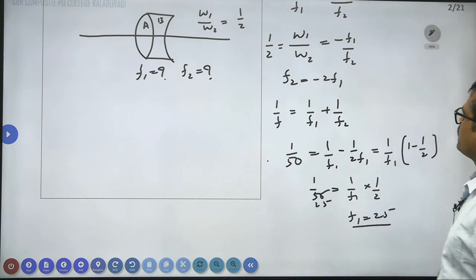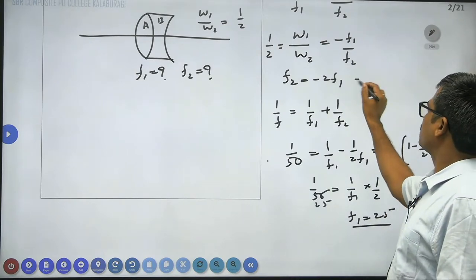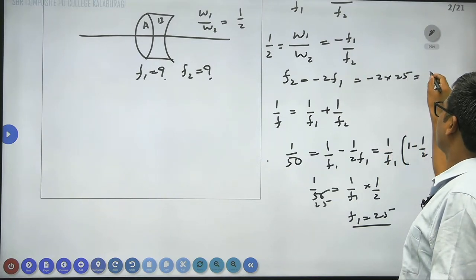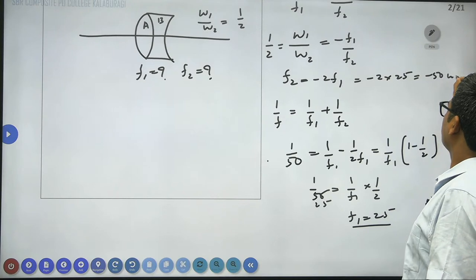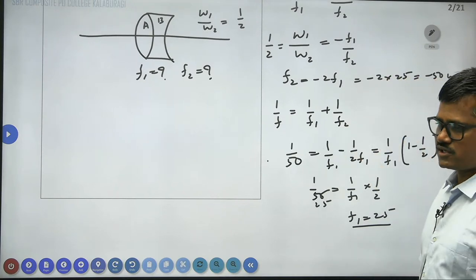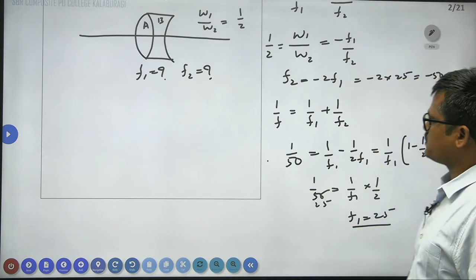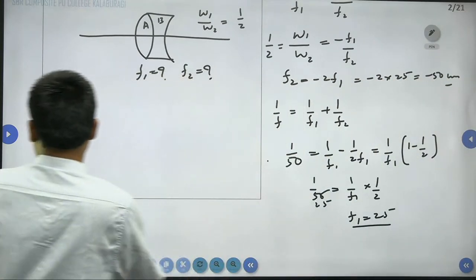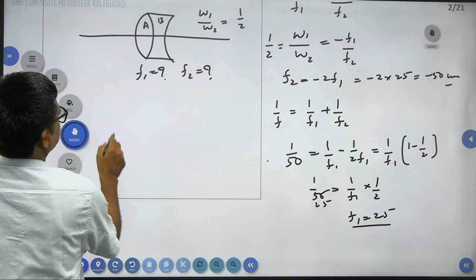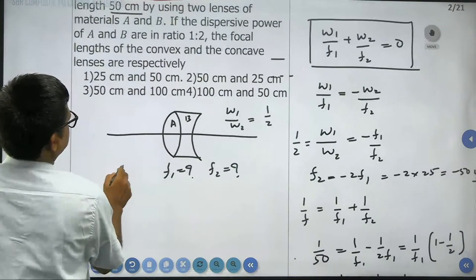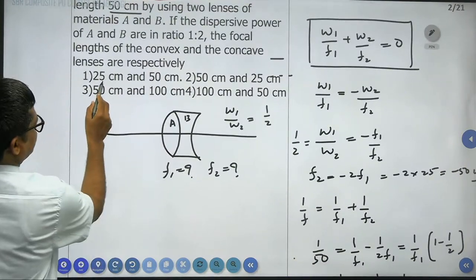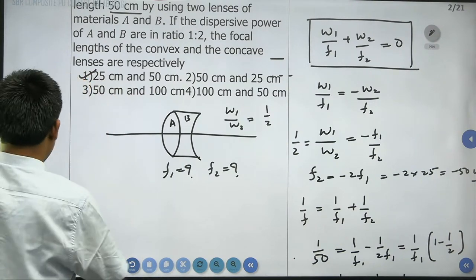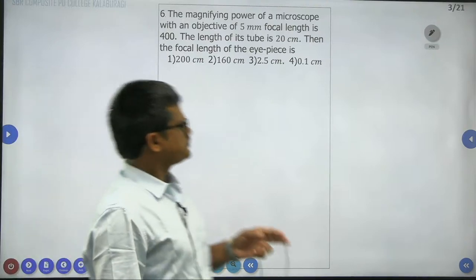Then can you substitute F1 here? Then it will be minus 2 times 25, equal to what? Minus 50. So here the second lens will be diverging, so we'll get minus here. What is the answer here? Minus 50 and 25. So which option is correct here? 25 for the first one, then minus 50 for the second one. Got this? Okay, now let me move on.